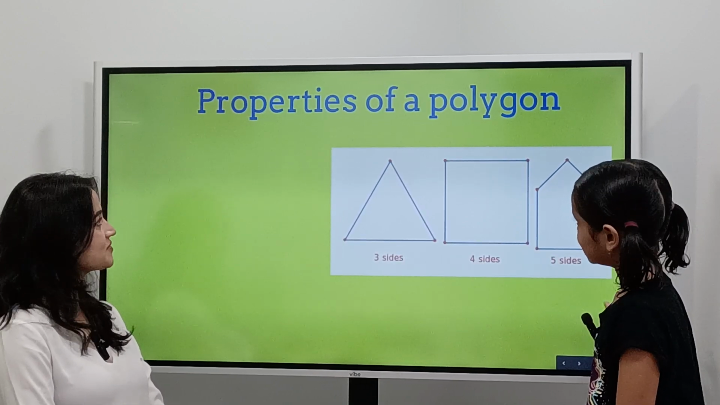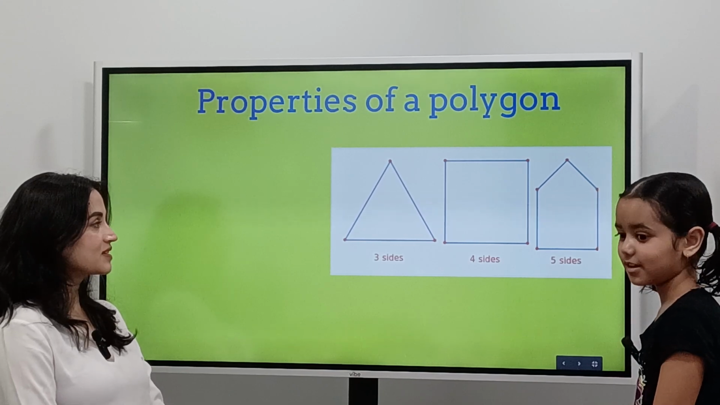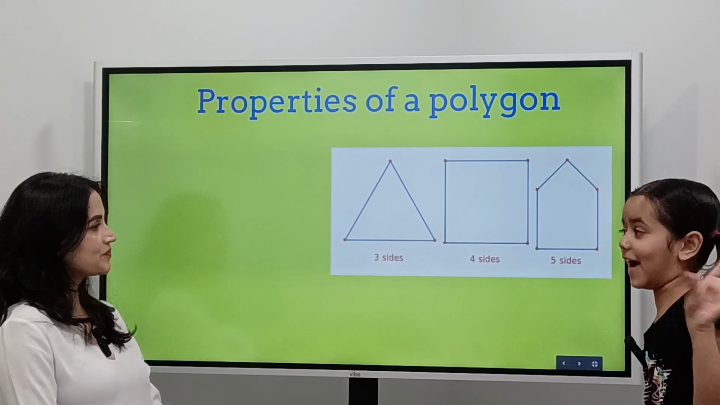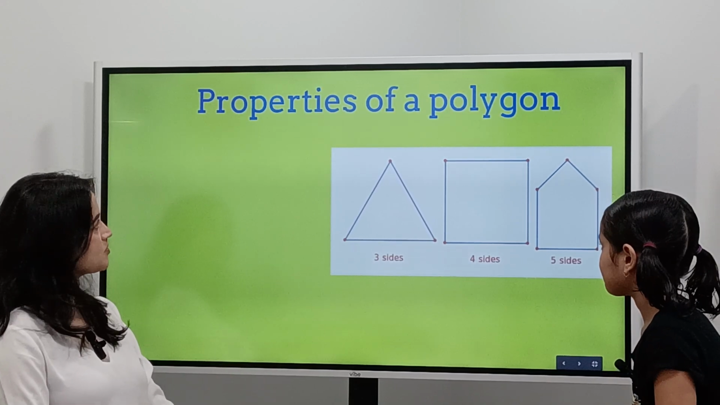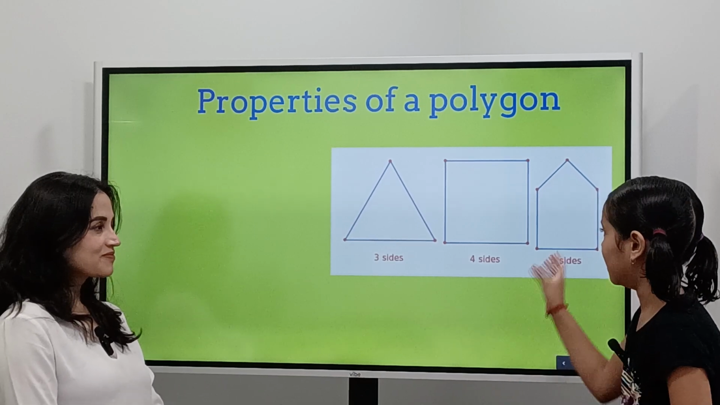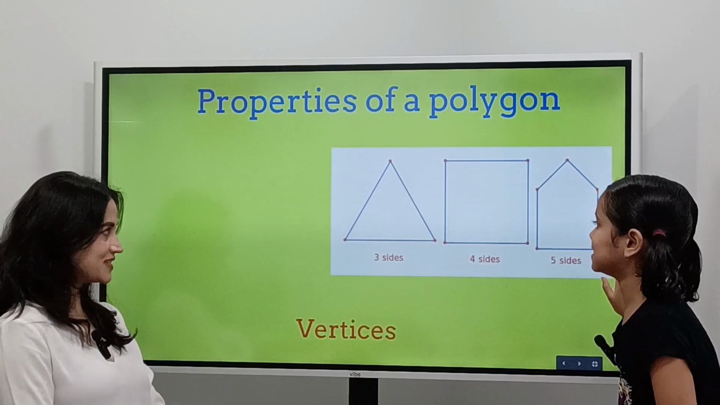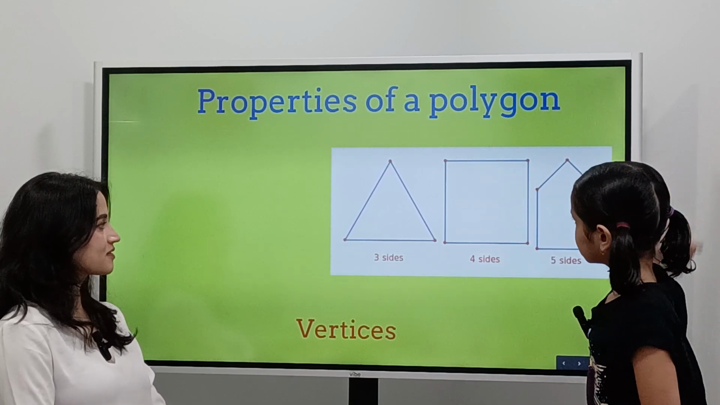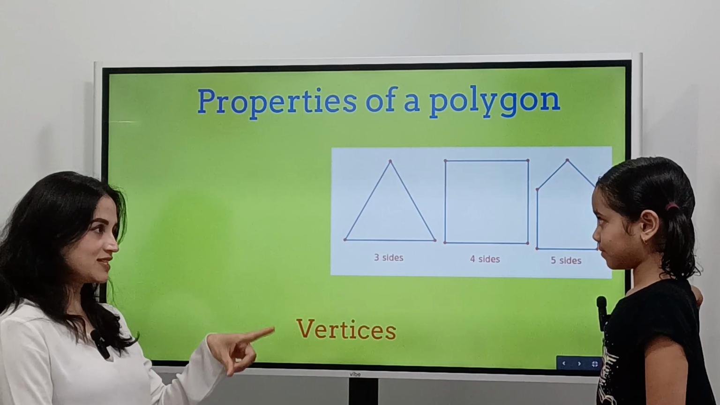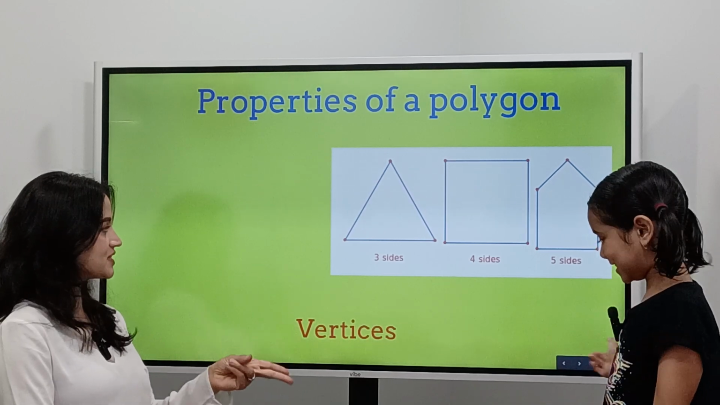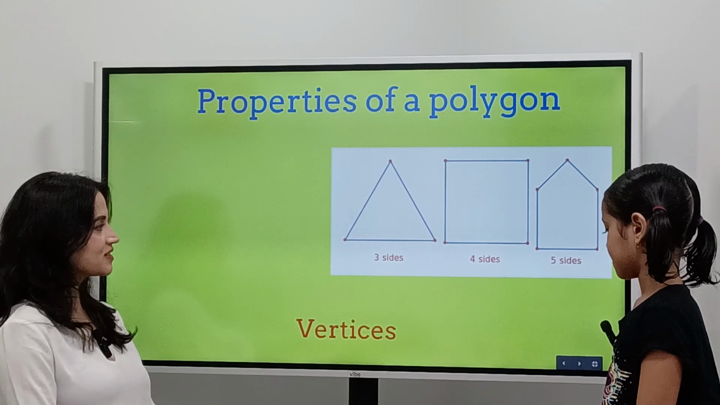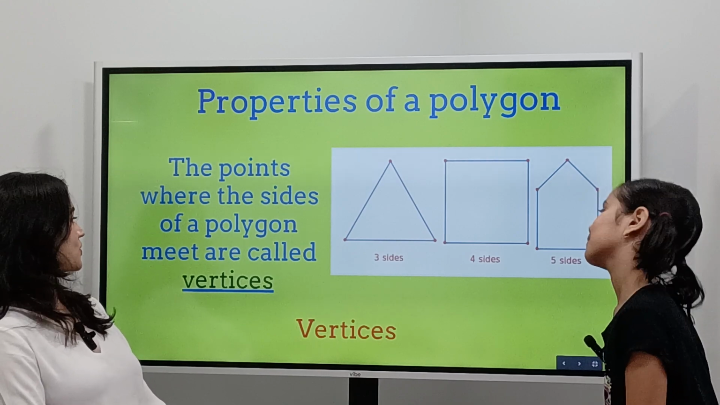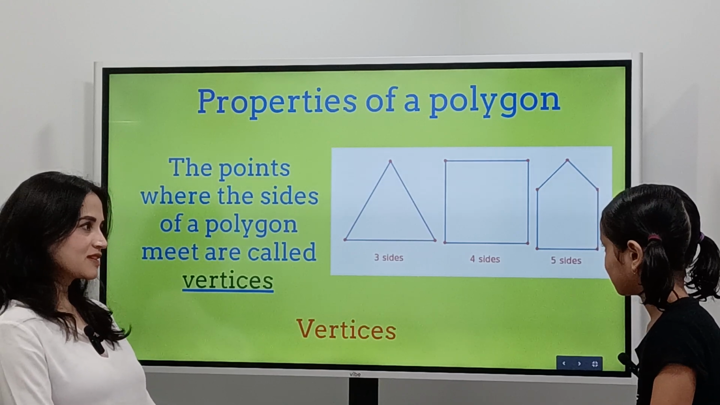So one of the properties is sides. Okay, next. Properties of a polygon, another one. And I think there's 5. What is the property of this polygon? The vertices. The red circles. Yeah, it has vertices. So the first one was sides. Second one is vertices. Okay, continue. The points where the sides of a polygon meet are called vertices.